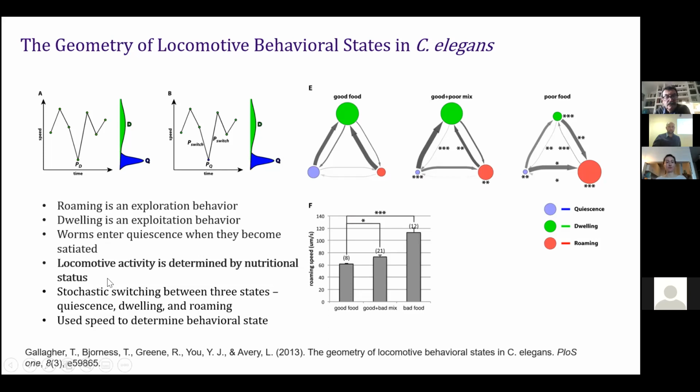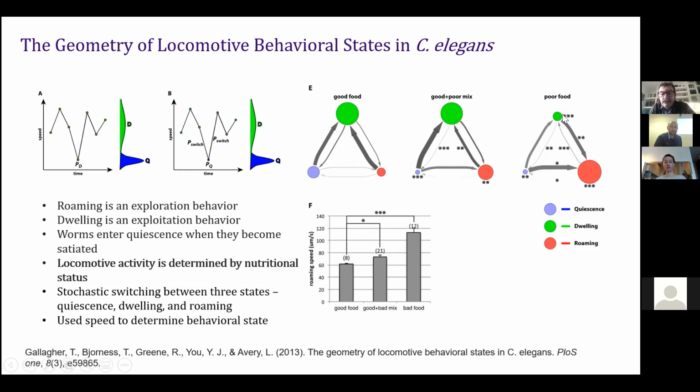These researchers found that locomotive activity and the probability of switching between these different behaviors is determined by nutritional status. So they built stochastic switching models between these three states, which are roaming, dwelling, and quiescence. And they found that given good food, high quality food patches, the probability of transitioning into the green dwelling state was very high, and it tended to stay there.